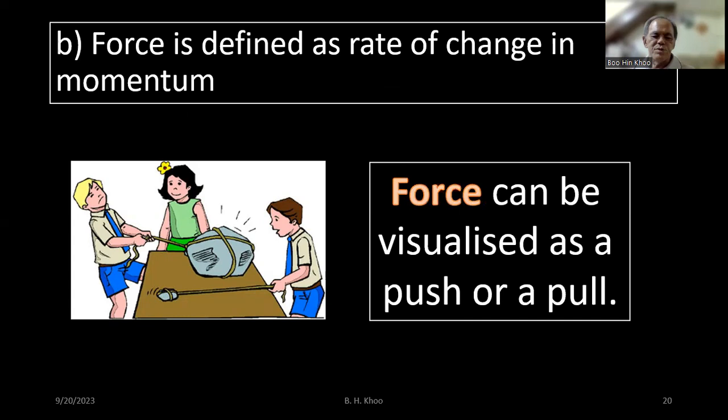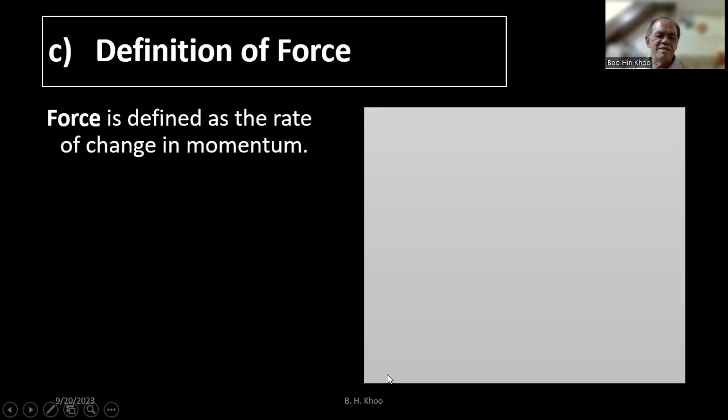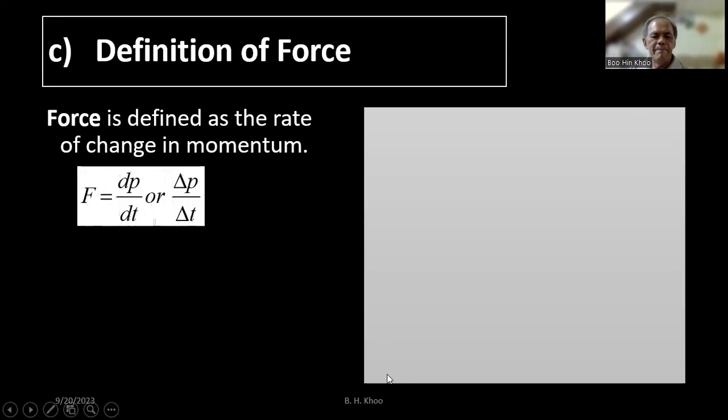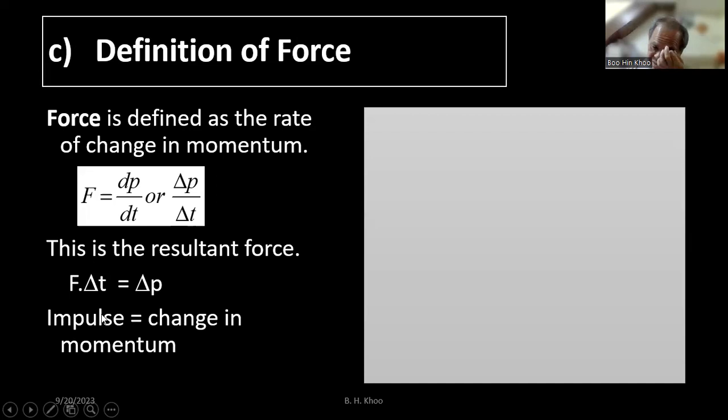Force can be visualized as push or pull. This is light, small mass, easy to pull. This heavy mass, it's harder to pull. The force is defined as the rate of change in momentum. In terms of symbols or mathematics, delta p over delta t. Remember, it's the resultant force. Or we can take the delta t across, and then this becomes F times delta t, which is called impulse. And impulse is equal to change in momentum.